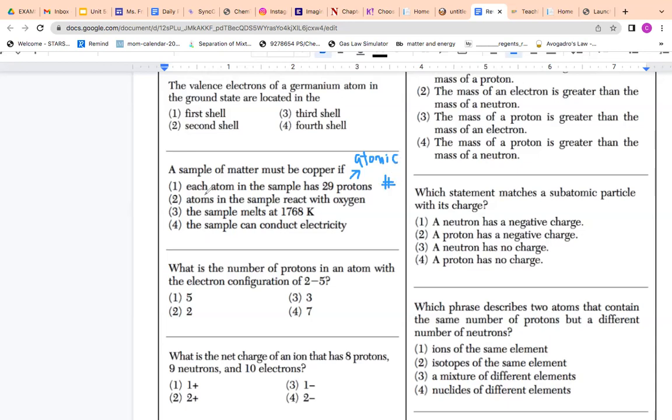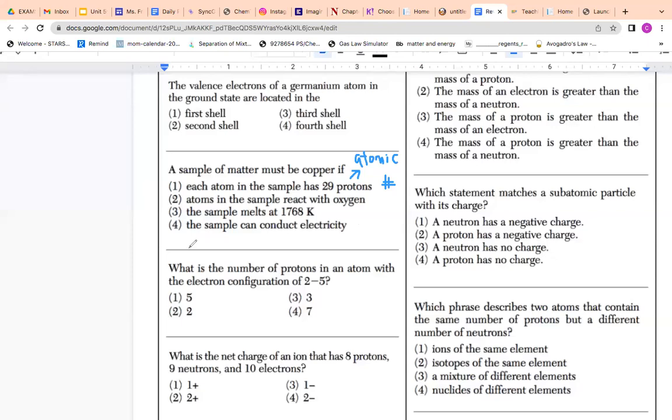All right. Next one. Atoms in the sample react with oxygen. This is explaining a chemical property. 3, the sample melts at 1768 Kelvin. Melting is a physical property. 4, the sample can conduct electricity. Conducting heat or electricity is also a physical property.